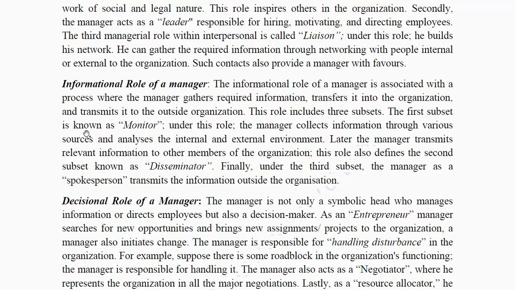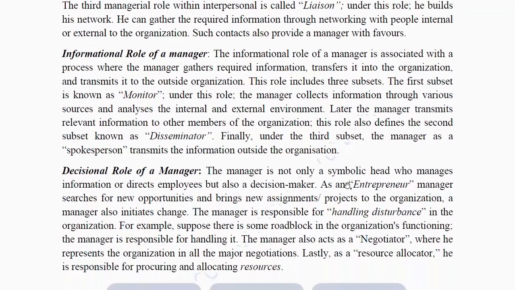The first subset is known as monitor. Under this role, the manager collects information through various sources and analyzes the internal and external environment. Later, the manager transmits relevant information to other members of the organization. This role also defines the second subset, known as disseminator. Finally, under the third subset, the manager, as the spokesperson, transmits the information outside the organization.